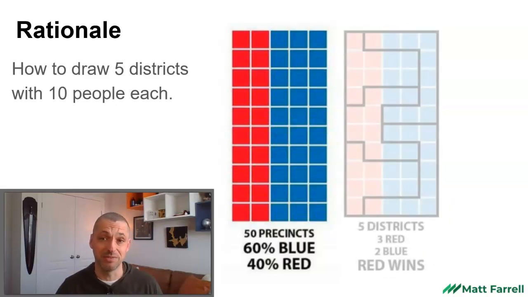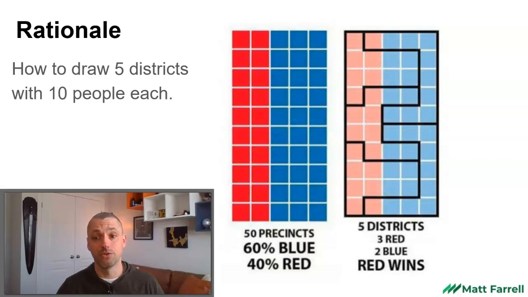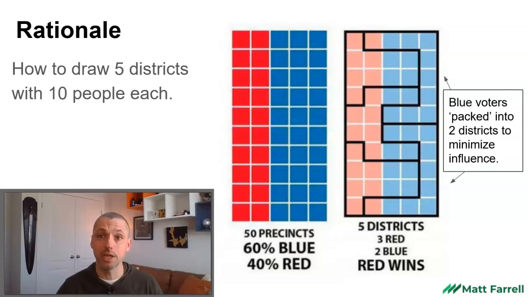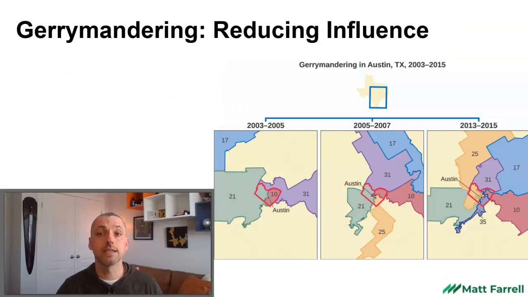Well, you could even go so far as to try and draw 3 red districts and 2 blue districts. In this type of election, red would win a majority of the seats, even though they only have 40% of the population. How would they do this? Well, they drew oddly shaped districts, for one, and notice how the blue voters were concentrated. They were packed into 2 districts. What this did was minimize their influence in the region as a whole by putting them all in one place. That allowed for 3 red districts to be drawn. This is how gerrymandering works. It is often done to reduce influence.